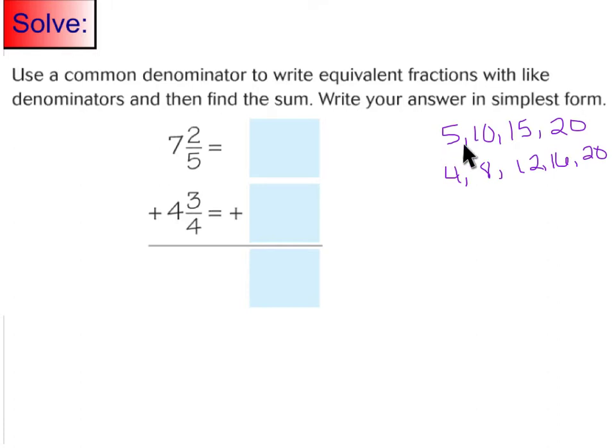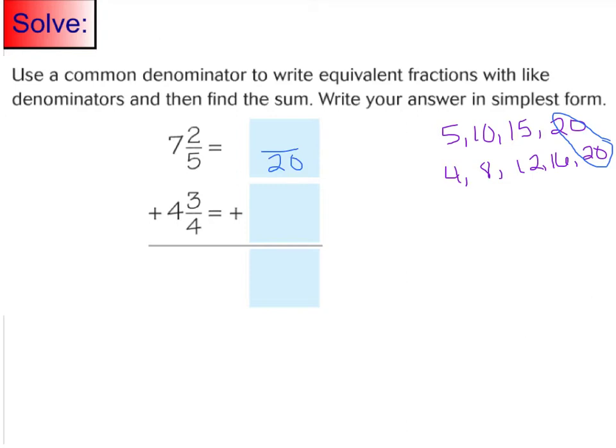Well, I wrote my multiples of 5 here and my multiples of 4, and I have to find the one that they have in common. That's the smallest. So I saw that 20 was my least common multiple. So I have to change my 7 and 2/5 to have a denominator of 20. So I'm going to come over and make sure I draw my denominator of 20 here.